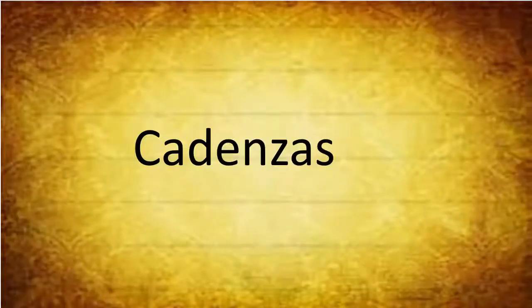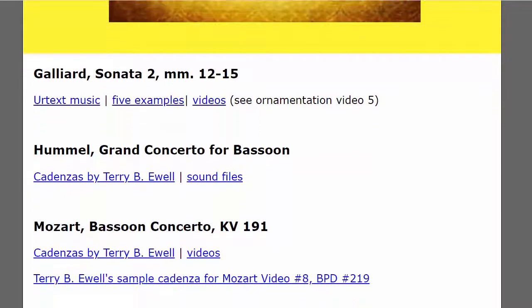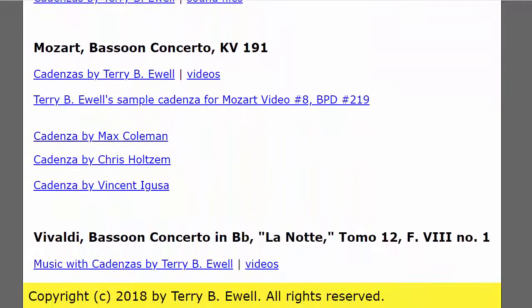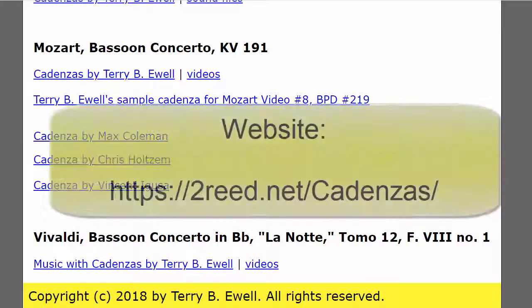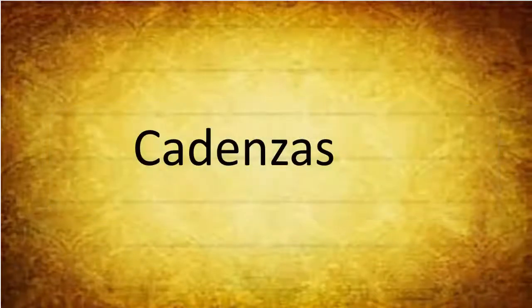Baroque concertos, of course, required the creation of cadenzas. Please see my website for examples of some cadenzas in Baroque and classical music. Baroque sonatas, however, do not normally have cadenzas added, although in the third movement of the sonata, I do see the opportunity for one.